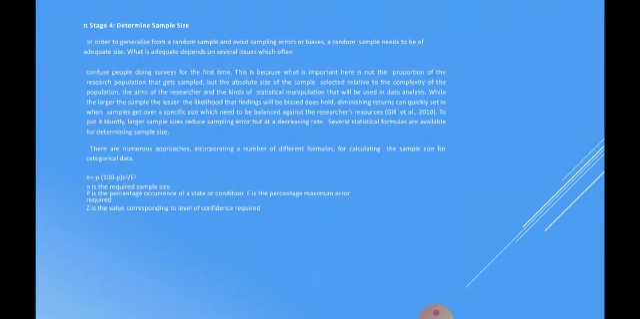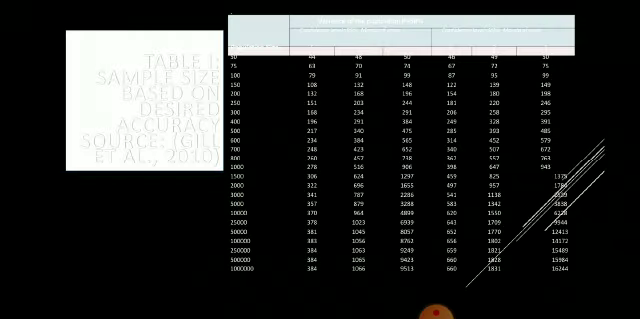Stage 4, determine sample size. In order to generalize from a random sample and avoid sampling errors or bias, a random sample needs to be of adequate size. What is adequate depends on several issues. The table shows sample size based on desired accuracy levels.